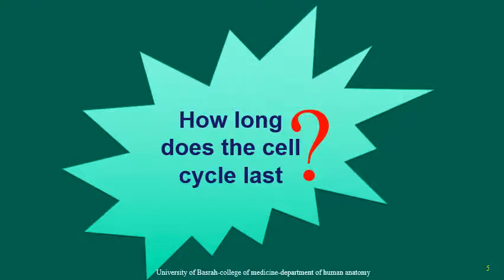How long does the cell cycle last? The cell cycle rate varies in different tissues at different times, from minutes in embryonic cells to months or even years in some cells of the adults.